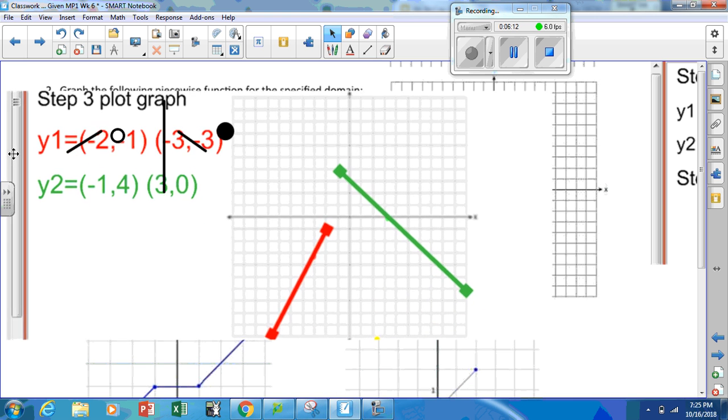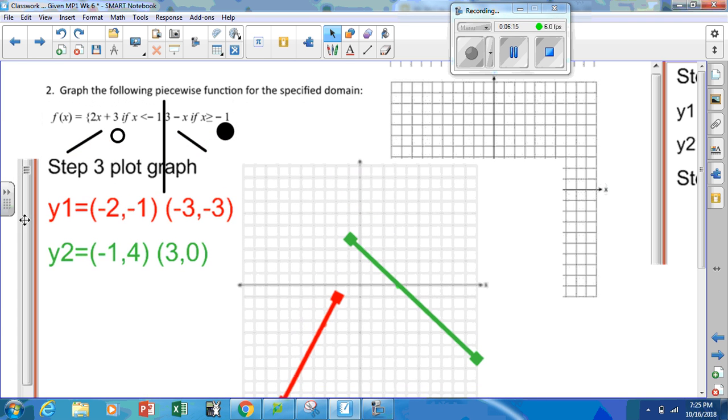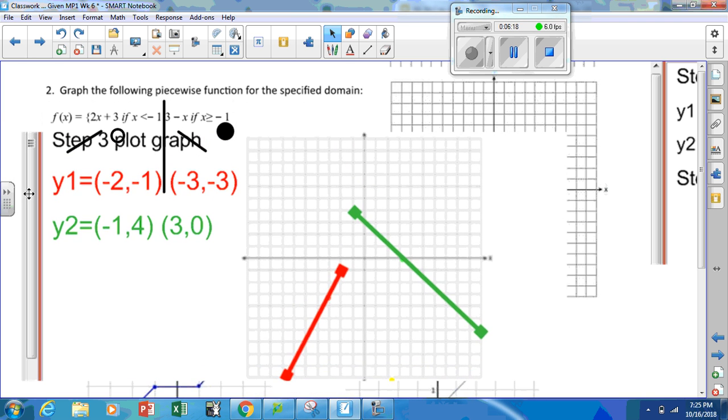Okay, so as you see, we have a negative slope right here, and that negative slope is going to have a closed circle. It means it's inclusive. All right, and then we have a positive slope with an open circle, which means it's not inclusive.